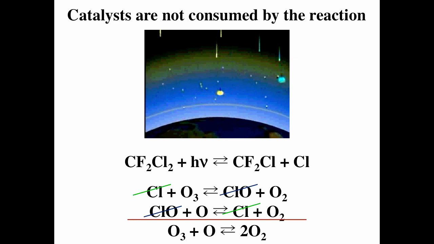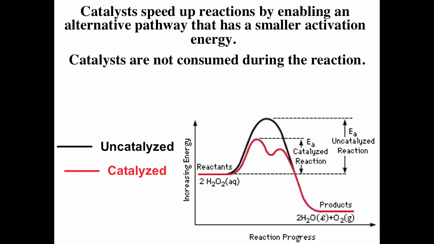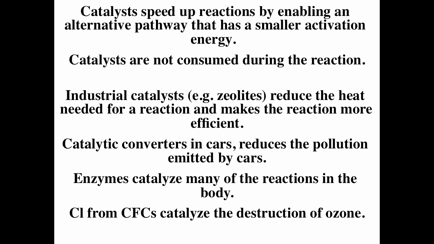They're unstable short-term species. And again, all that's happening is the chlorine is providing an alternative pathway that lowers activation energy for both the forward reaction and the reverse reaction. Catalysts speed up reactions by providing these alternative pathways. Catalysts are not consumed by the reactions. Industrial catalysts reduce the heat needed for reactions, for the speed of reaction, but do not affect the change in enthalpy of a reaction. That's important. The catalysts do not change the energy of the products or the reactants, and so catalysts do not change equilibrium constants, do not change the change in enthalpy for the reaction, but reduce the amount of temperature needed to cause the reaction to go faster.